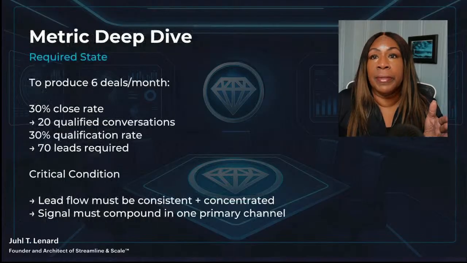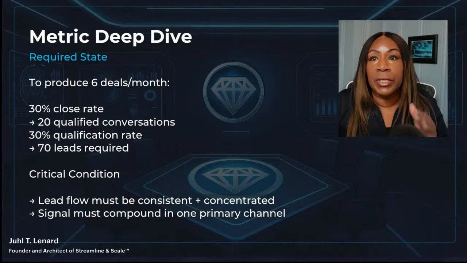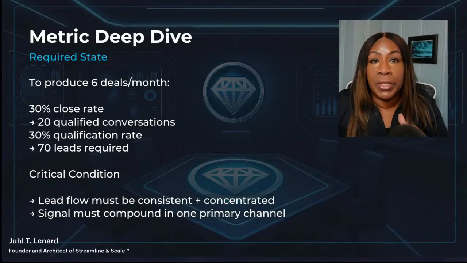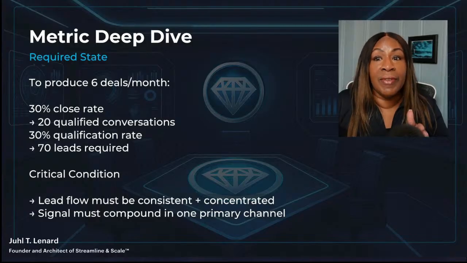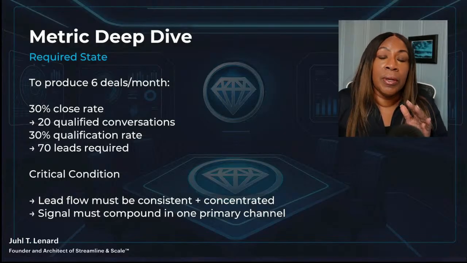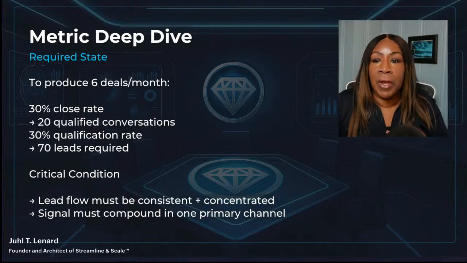Now, when we look at the metrics, here's what's required. To produce those 6 deals per month with a 30% close rate, 20 qualified conversations and a 30% qualification rate, 70 new leads are required. In order to meet this required state, they need a consistent lead flow, and the signal has to compound in one primary location.